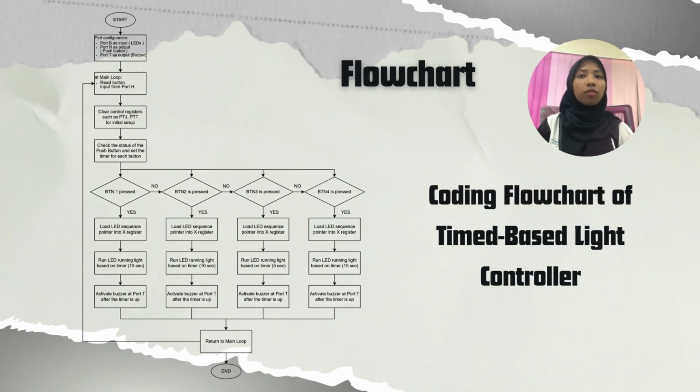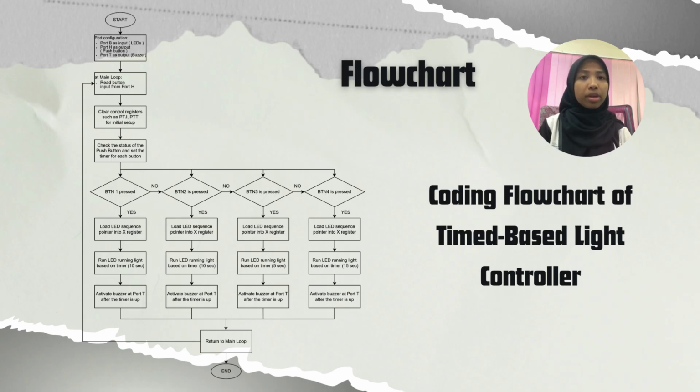This is the coding flowchart for our time-based light controller, which is our mini project for the ECE. In order to start the program, we need to put a start for the main program, and then we need to configure the ports that are used in this mini project. So the components that we use are LEDs, push button, and buzzer.